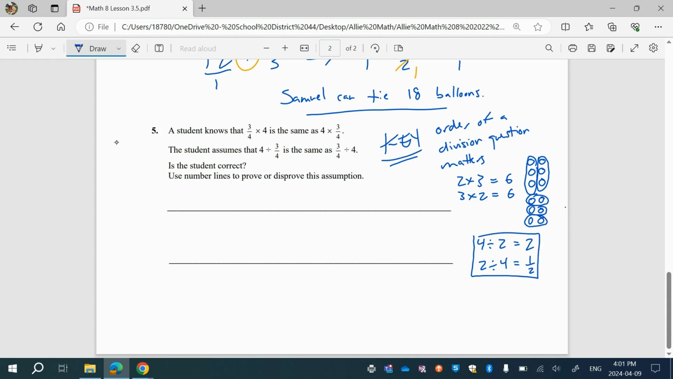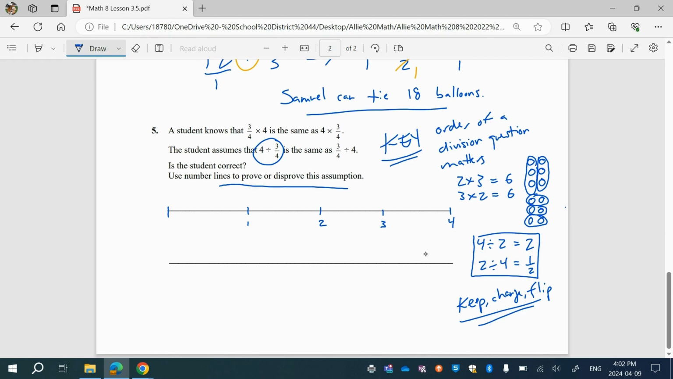So when we do our keep, change, flip, it needs to be in this order. It can't be flip, change, keep. It needs to be keep, change, flip, and the order of a division question does matter. So I will show you on this number line just for fun. Let's show you the first one, 4 divided by 3/4. So let's say there's 1, 2, 3, 4.